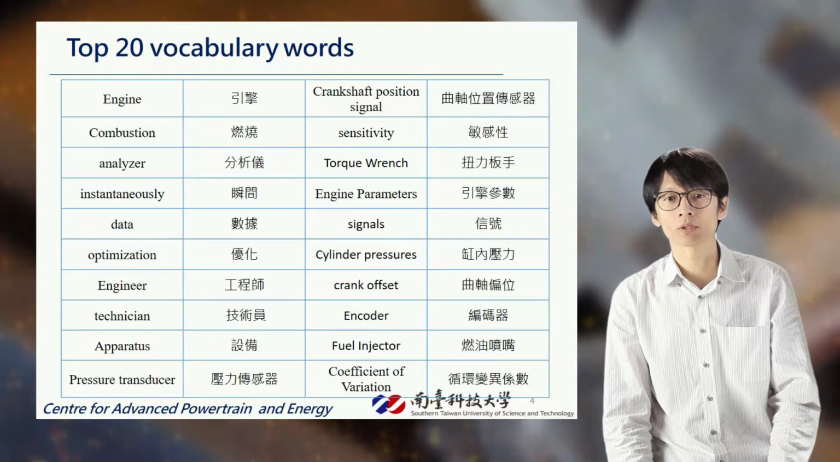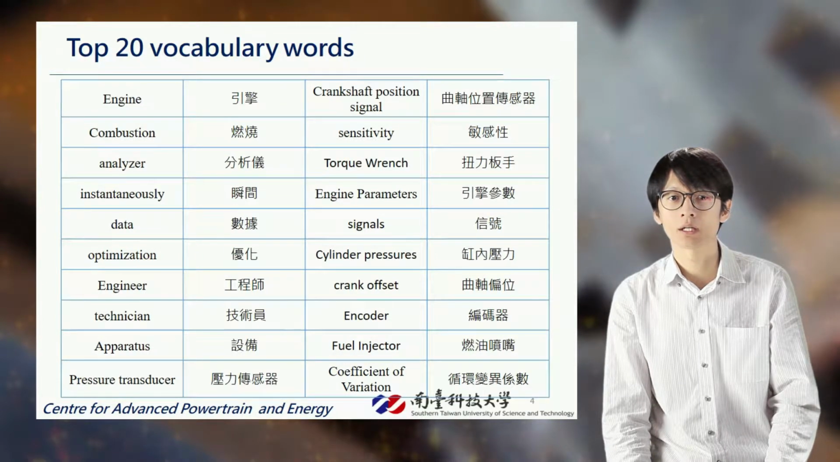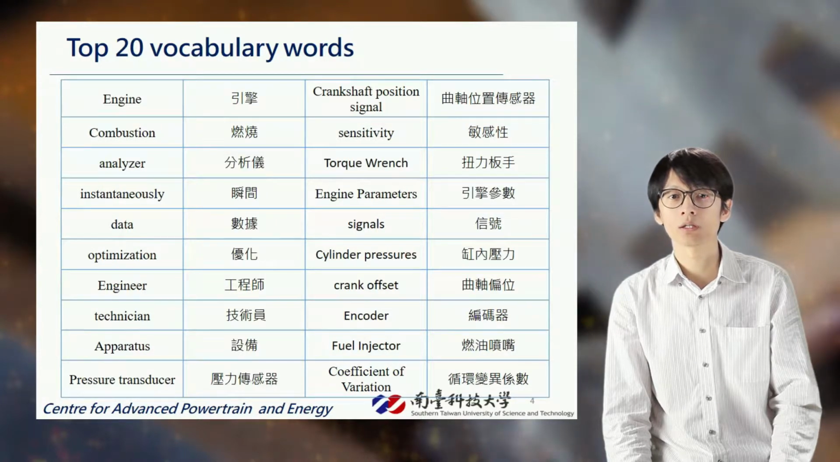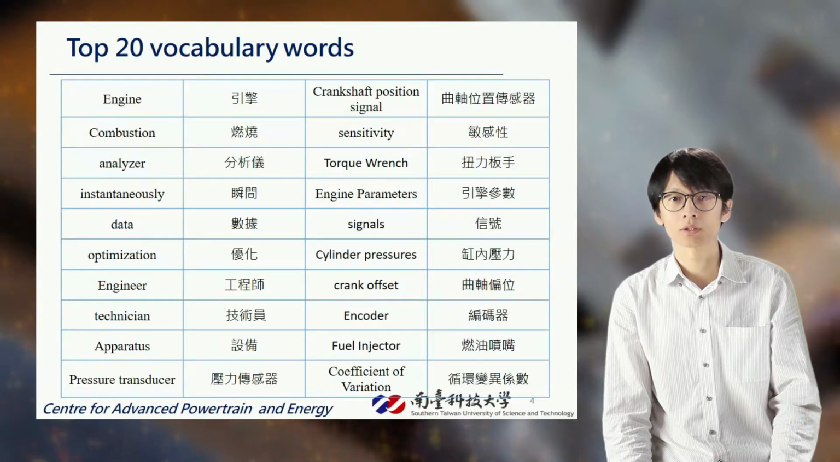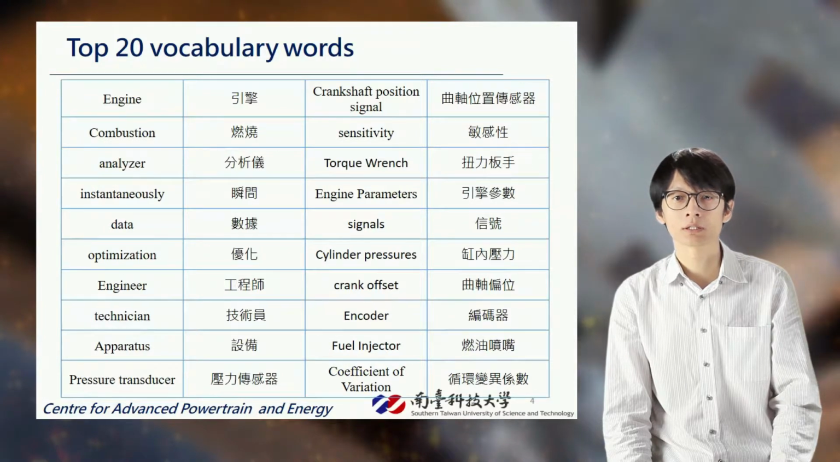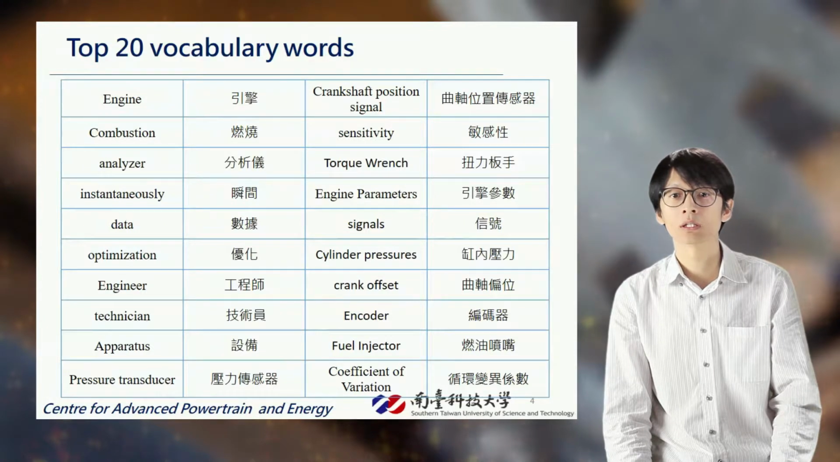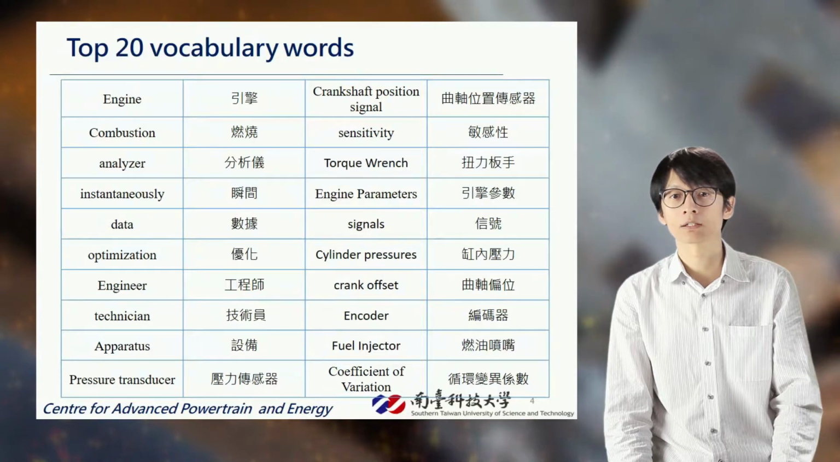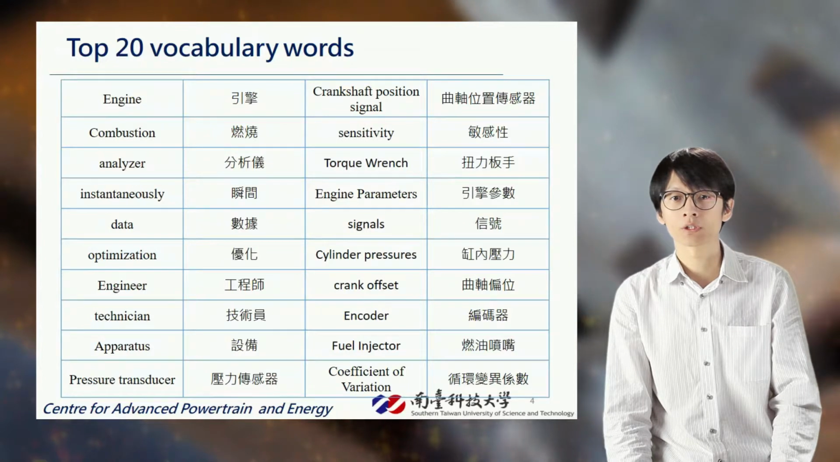Engine, combustion, analyzer, instantaneously, data, optimization, engineer, technician, apparatus, pressure transducer, crankshaft position signal, sensitivity, torque range, engine parameters, signals, cylinder pressure, crank offset, encoder, fuel injector, coefficient of variation.